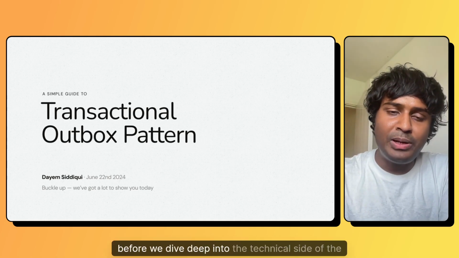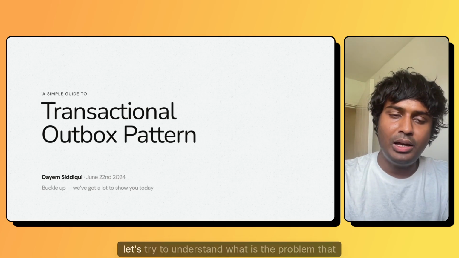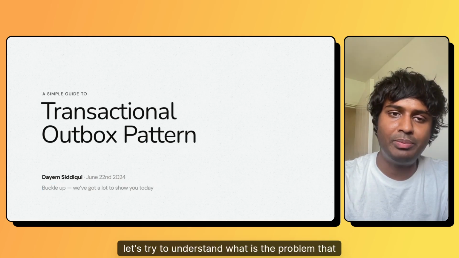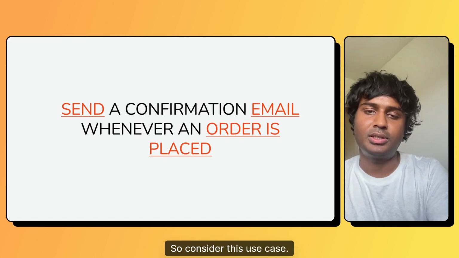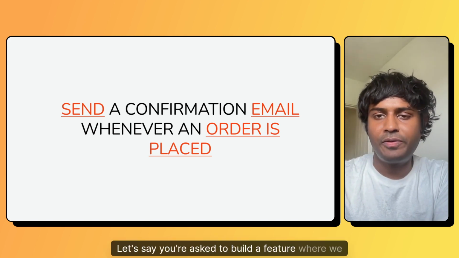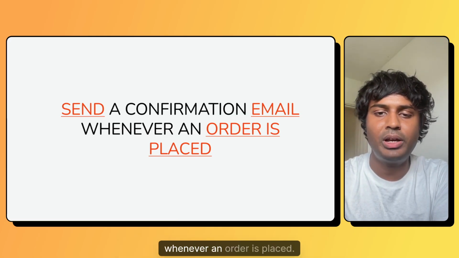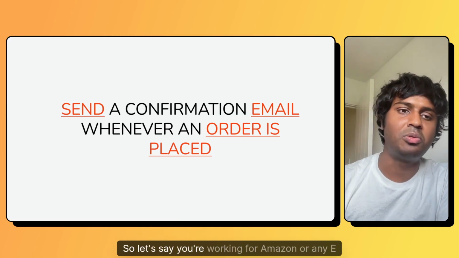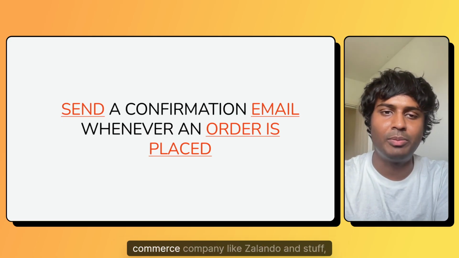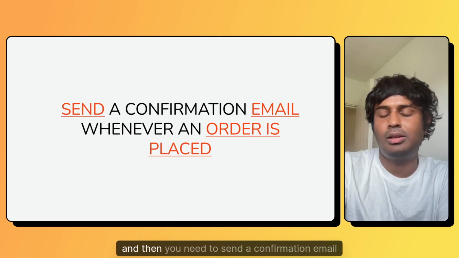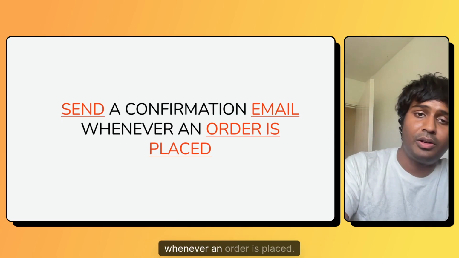Before we dive deep into the technical side, let's try to understand what problem this transactional outbox pattern really solves. So consider this use case. Let's say you're asked to build a feature where we need to send a confirmation email to the user whenever an order is placed. So let's say you're working for Amazon or any e-commerce company like Zalando, and you need to send a confirmation email whenever an order is placed.